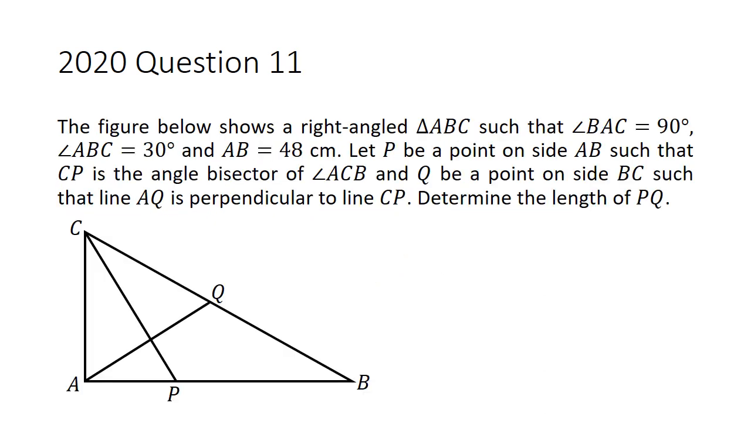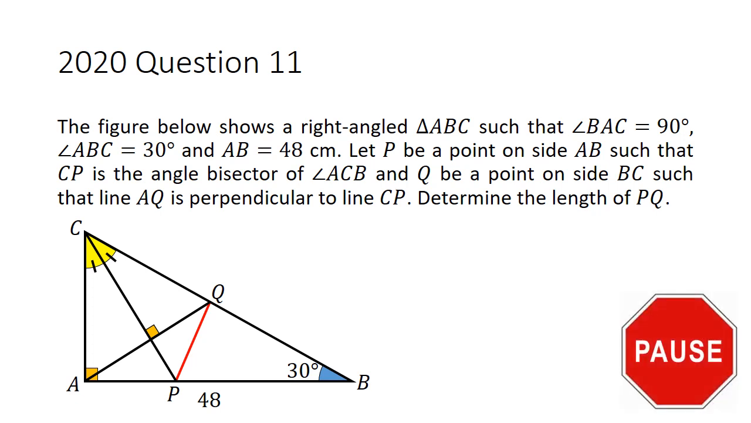Question 11. The figure below shows a right-angled triangle ABC such that angle BAC is equal to 90 degrees, angle ABC is equal to 30 degrees, and the length of line segment AB is 48 cm. Let P be a point on the side AB such that CP is the angle bisector of angle ACB, and Q is a point on side BC such that the line AQ is perpendicular to the line CP. Determine the length of the line segment PQ. So pause the video here and give this question a good try.